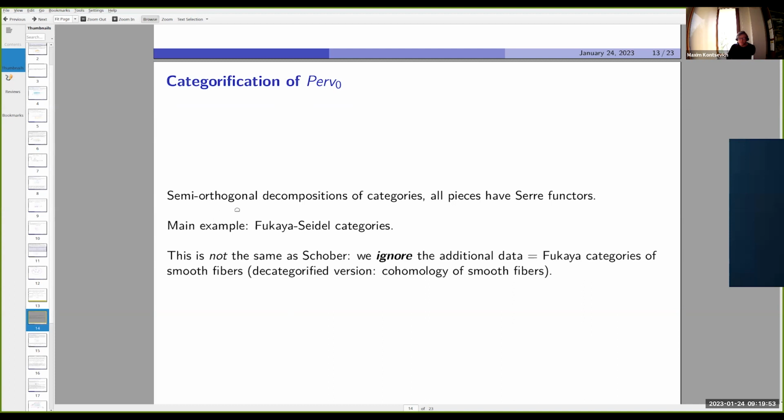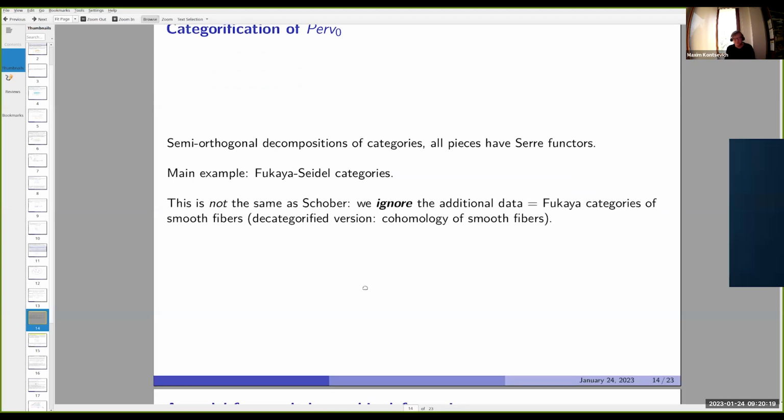I just want to warn you that it's not the same as Schober. In Schober, you keep track of additional data, like Fukaya categories of smooth fibers, or in the Fukaya version, categories of homological smooth fibers. And here we completely ignore it. It's more like in our old paper with Misha Kapranov and Yan Soibelman about infrared. Yeah, this is a semi-orthogonal decomposition.